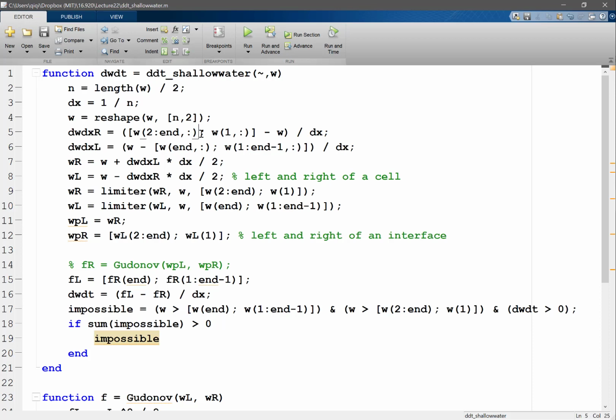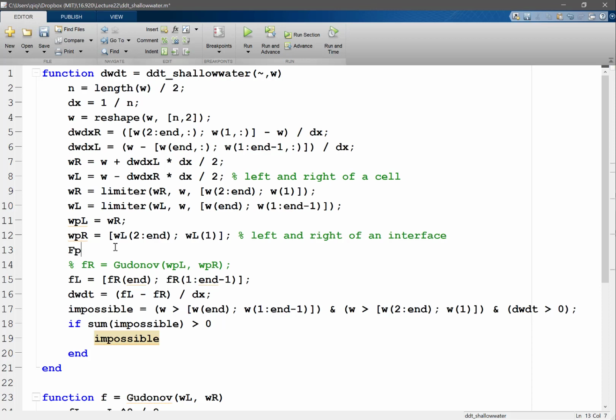I think instead of the semicolon, I think I need a comma, right? So because I'm now, wait, actually it is still a semicolon. This is correct. Yeah, sorry. Okay, so instead of a Goodenough scheme, I need to perform the approximate Riemann solver. So first of all, I want to compute the value of the flux on the left and right state.